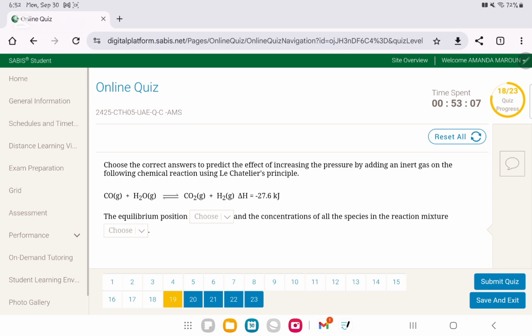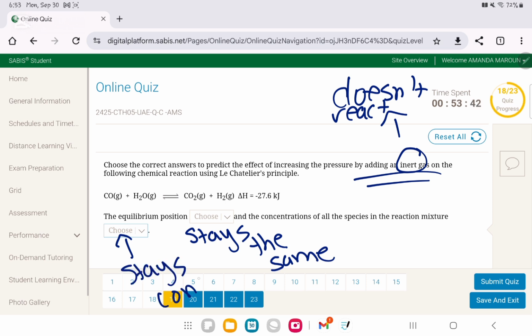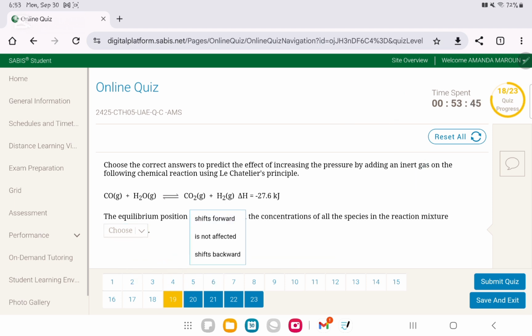Question number 19. Choose the correct answer to predict the effect of increasing the pressure by adding an inert gas on the following chemical reaction. Okay, we're adding an inert gas. What does an inert gas do? It doesn't react. Since it doesn't react, it has no effect. So the equilibrium position stays the same. It's not affected, and the concentration stays constant. So the equilibrium position is not affected, and the concentration will remain constant.